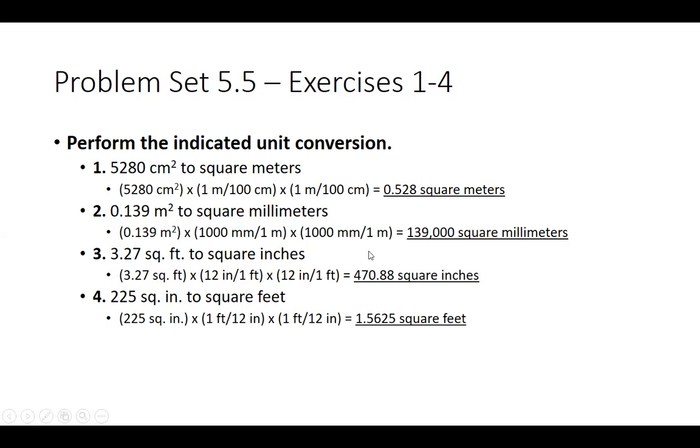Doing that twice gives us meters on the bottom twice, cancels out square meters. Also gives us millimeters times millimeters on top to get us into square millimeters. The math part of it, 0.139 times 1,000 times 1,000 again, gives us 139,000 square millimeters.